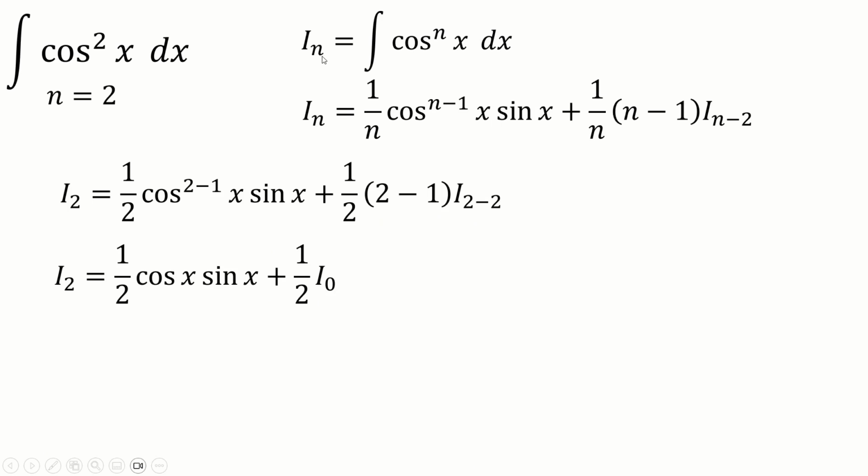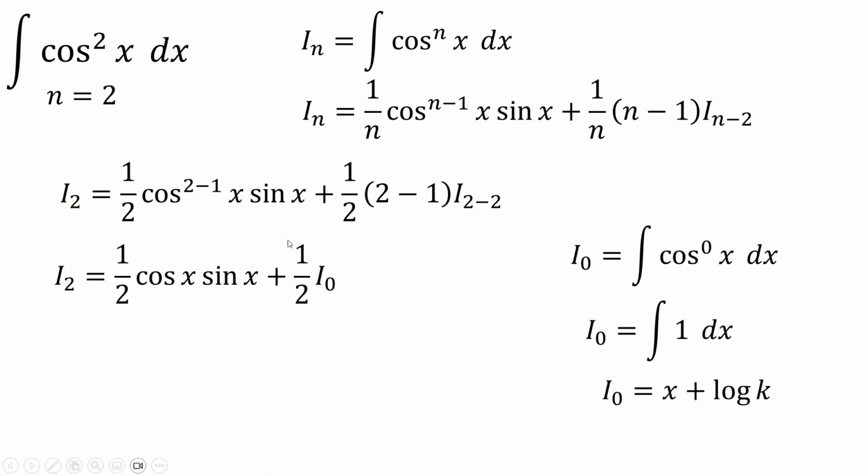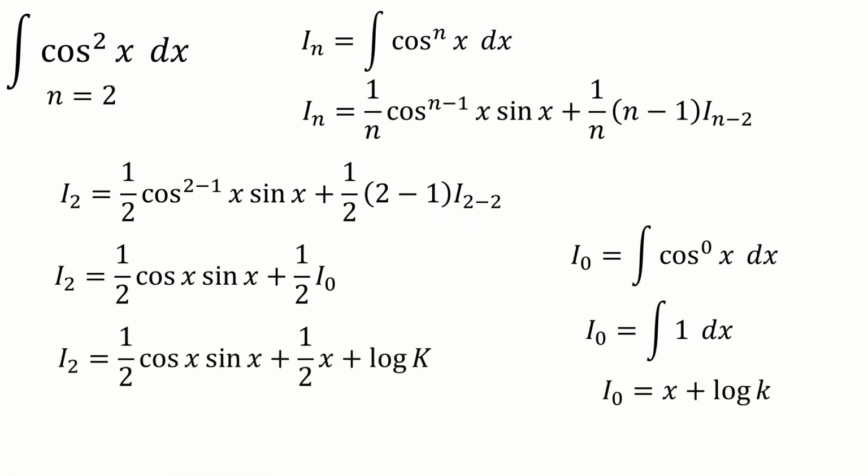Well, I0 is just cos to the power 0 of x integrated. Cos to the power 0 is 1, because anything to the power 0 is 1. The integral of 1 is x plus some constant. So we'll shove that into that result there, and we'll end up with our integral as required. So that was pretty cool.